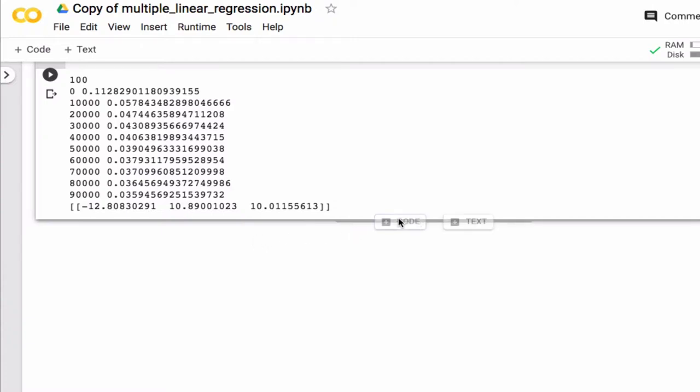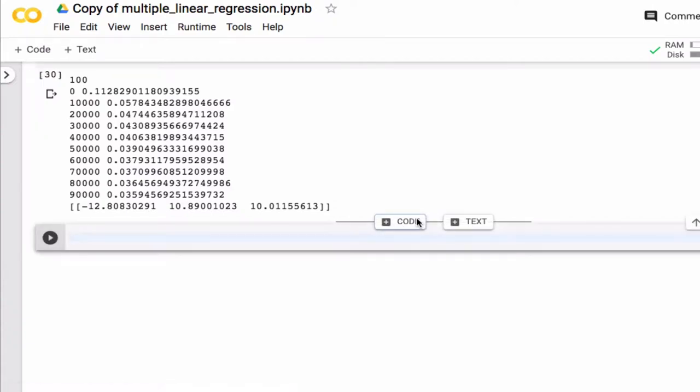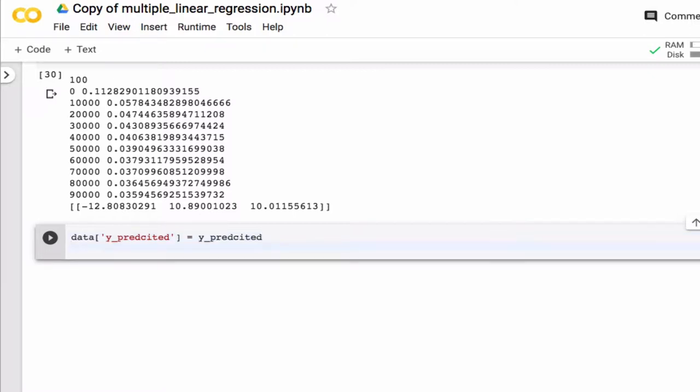Yes, let's compare my y predicted to the actual y value. So I'm going to add a column in my data frame called y predicted. And so that is my y predicted values. And I want to calculate an absolute error.